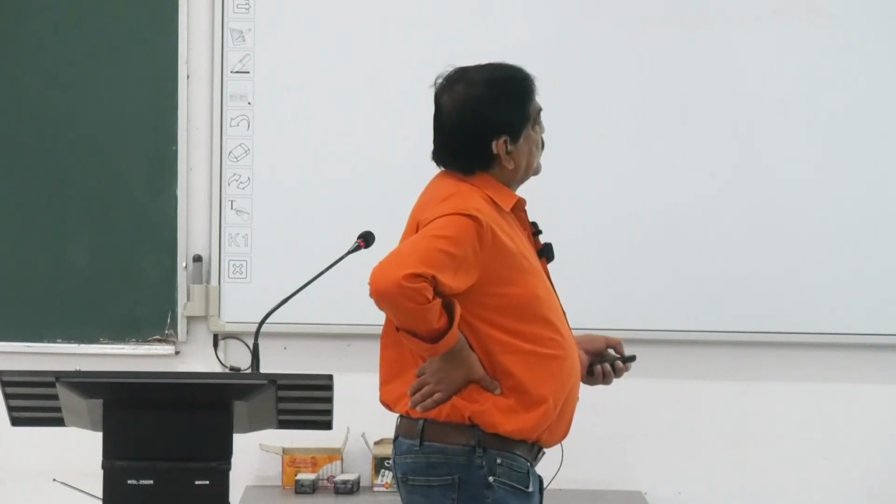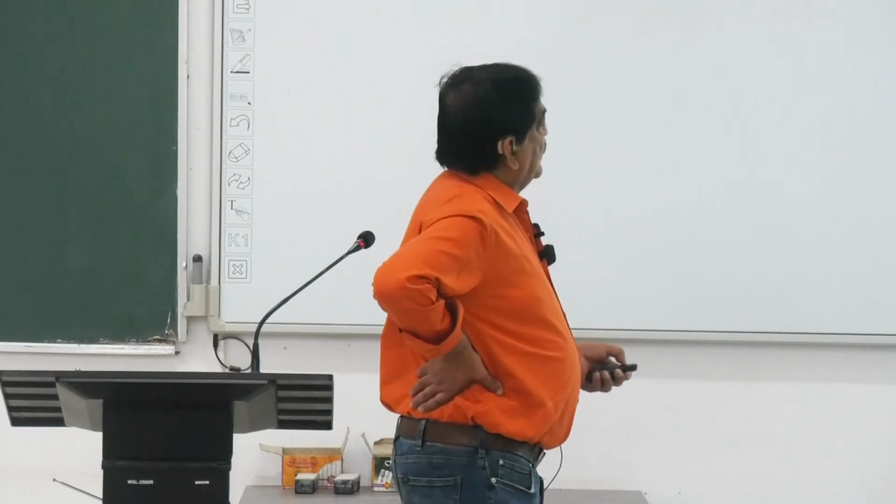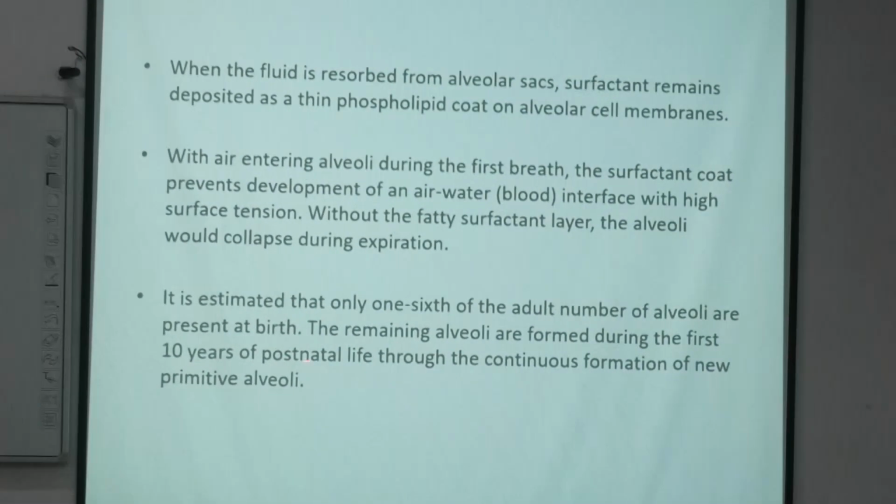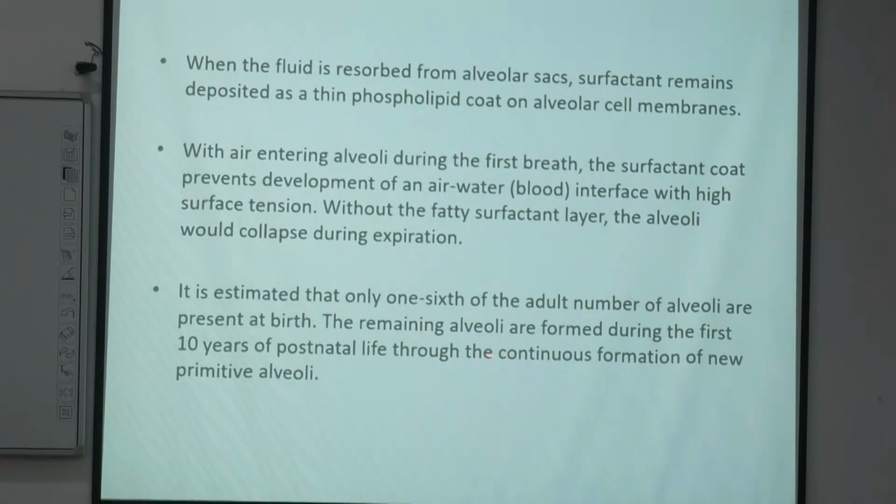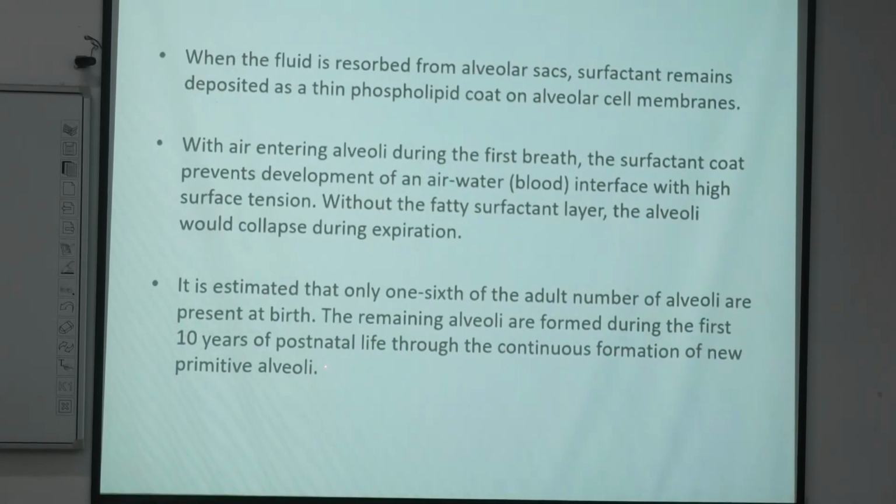Now, it is estimated that only one-sixth of the adult number of alveoli are present at birth. The remaining alveoli form during the first 10 years of postnatal life through the continuous formation of new primitive alveoli.